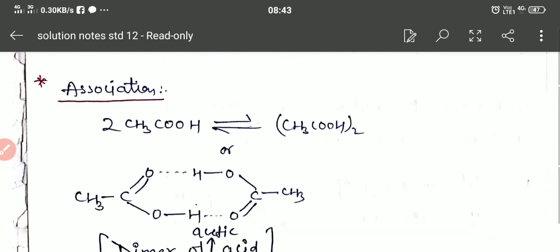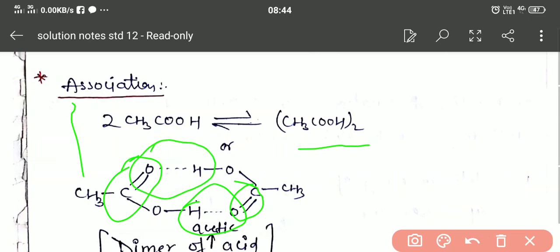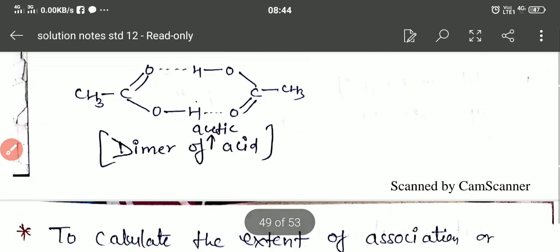Association: here, two moles of acetic acid combine to form a dimer of acetic acid, that is (CH3COOH)2. So, how does that association take place? See, there is a presence of H bonding in acetic acid. There is an intermolecular H bonding between the carbonyl group of one acetic acid and the hydrogen of the OH group. See here, the O of the carbonyl C=O is attached to the hydrogen of OH of another acetic acid. So, it forms a dimer of acetic acid.